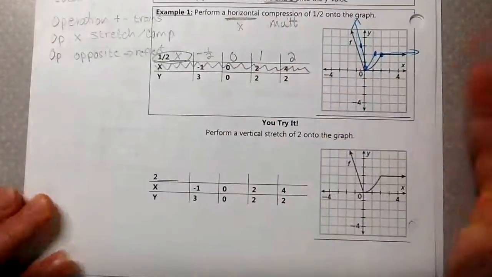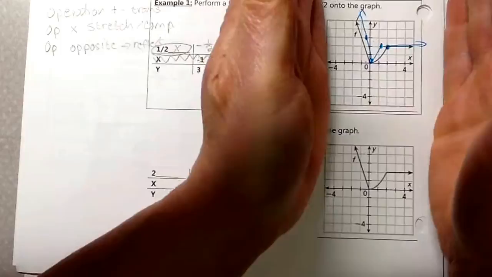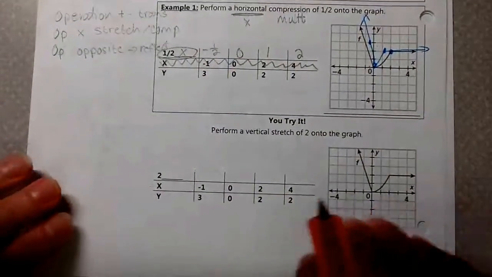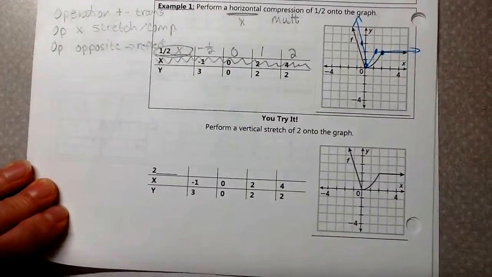Okay, so you can see this is a horizontal compression, so think of the black one. As we push in like this, it turns into the blue. Okay, you have a U-try it underneath there.